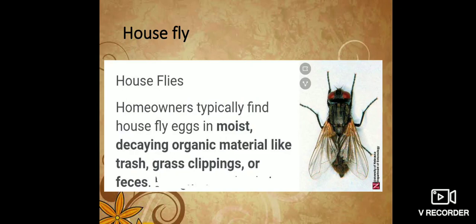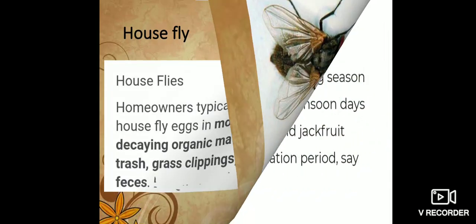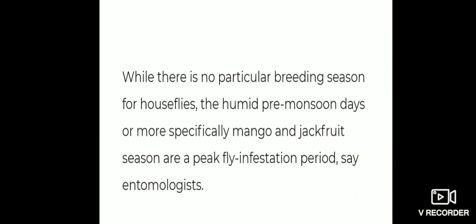Today in this module we are going to study about houseflies. Where can we see these houseflies? Homeowners typically find housefly eggs in moist, decaying organic material like trash, grass clippings or feces. While there is no particular breeding season for houseflies, the humid pre-monsoon days, or more specifically mango and jackfruit season, are a peak fly infestation period, say entomologists.